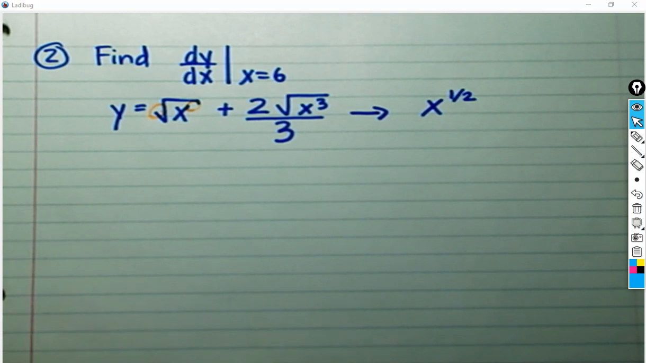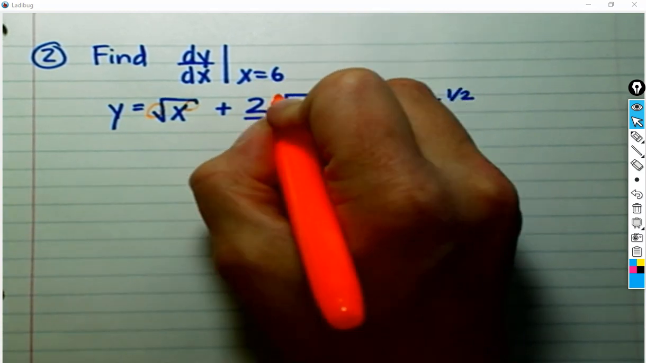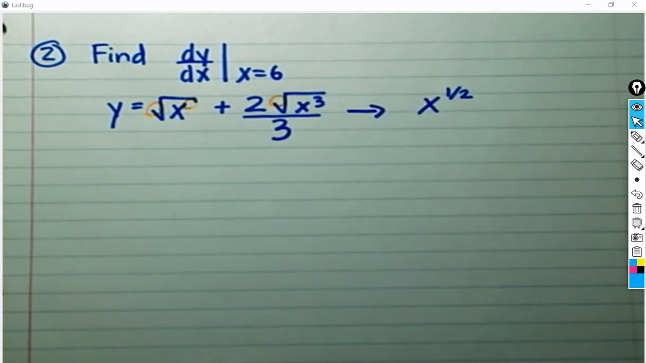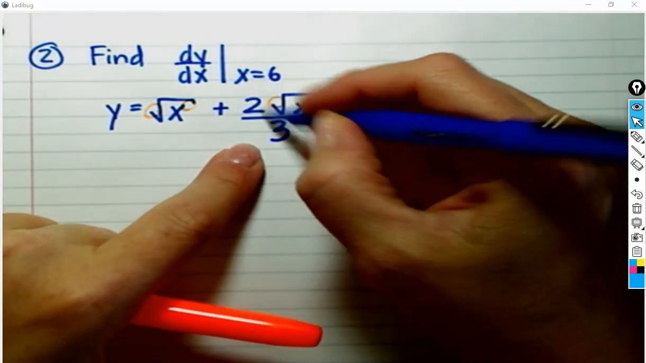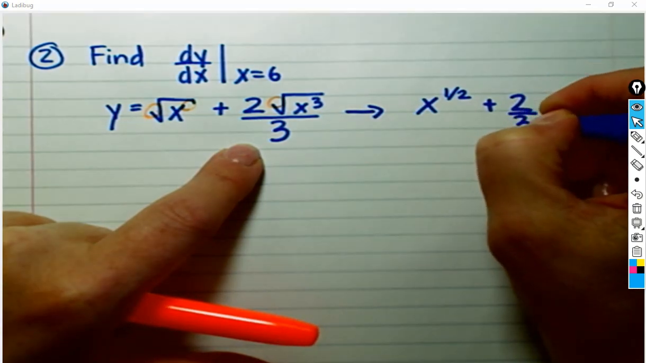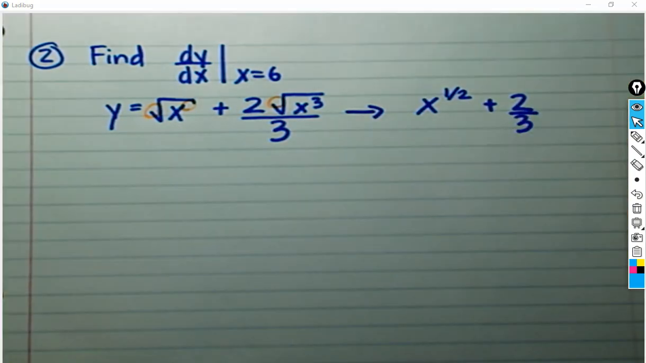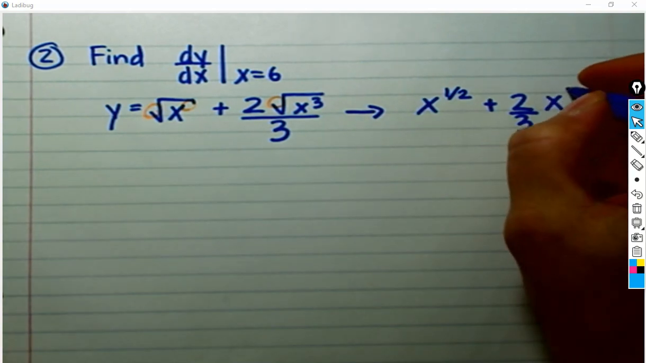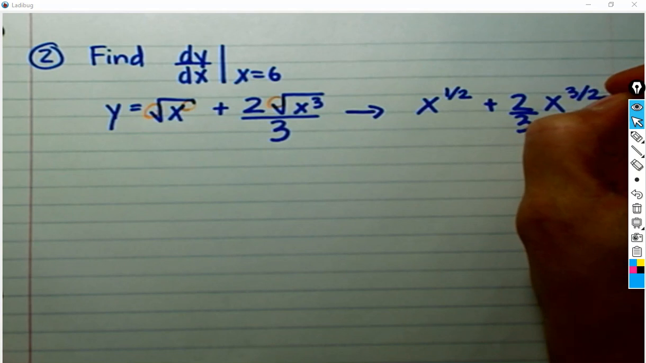Okay, this one, right? Notice how the 3 is already positive and it's in the numerator. It's not moving. Okay, notice that the 2/3, okay, 2 over 3, the coefficients are not moving. It is just the x. Okay, x to the 3 over 2.